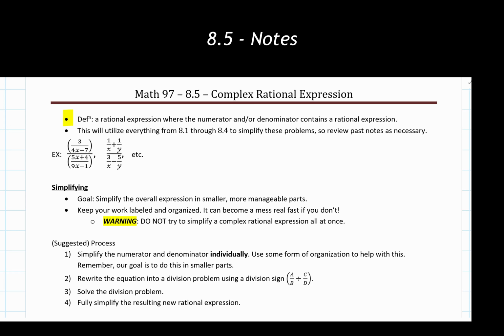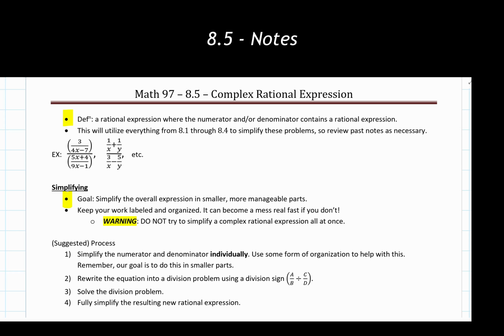It should be noted that when we're going through this section, we're going to be using every single method, strategy and process that we learned from 8.1 through 8.3 to simplify and move through these problems. So review those past notes and go view those other videos as necessary. All of that is required to be able to go through this section. So our main idea and our main goal is to simplify these things down.